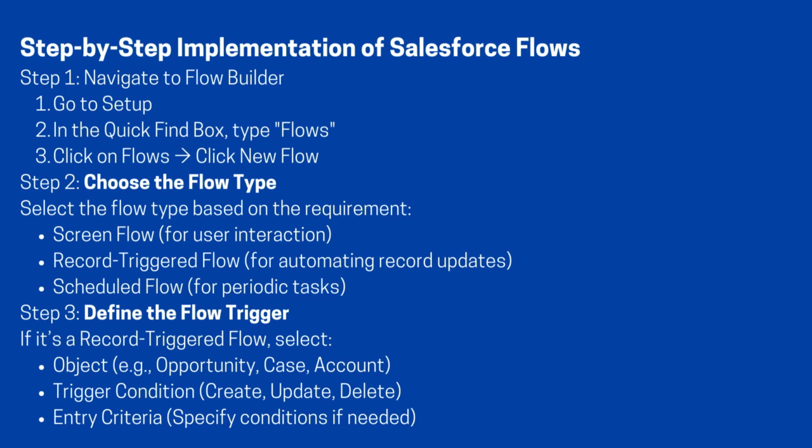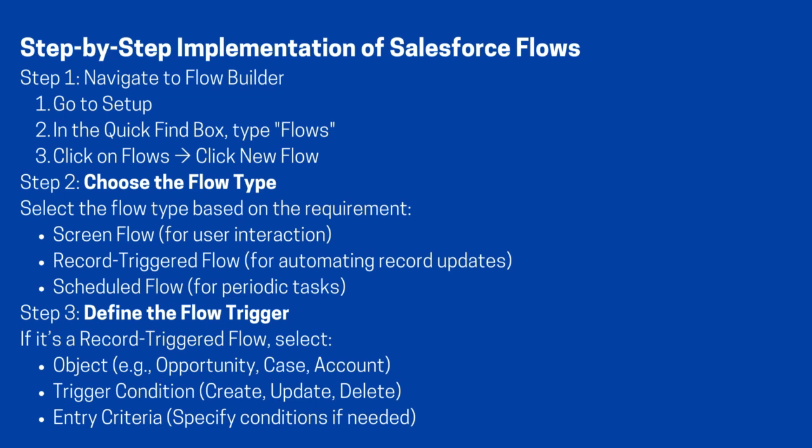Step-by-step implementation of Salesforce flows. Step 1. Navigate to Flow Builder. 1. Go to Setup. 2. In the Quick Find box, type Flows. 3. Click on Flows. Click New Flow. Step 2. Choose the flow type. Select the flow type based on the requirement.